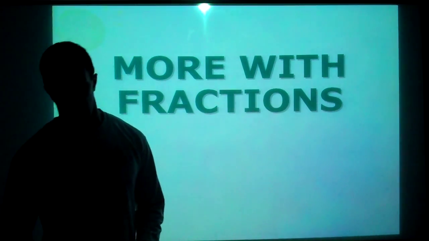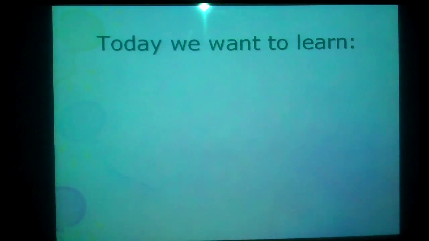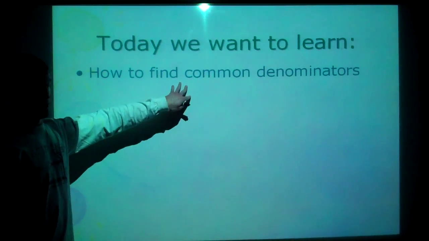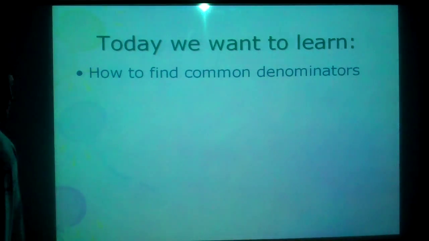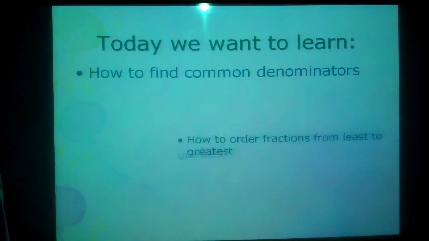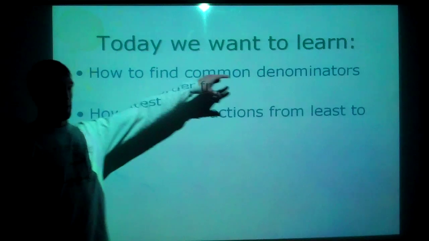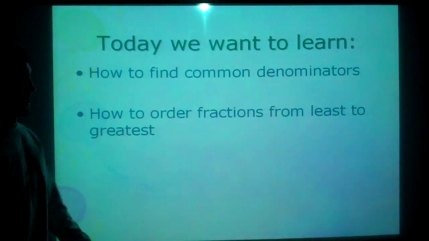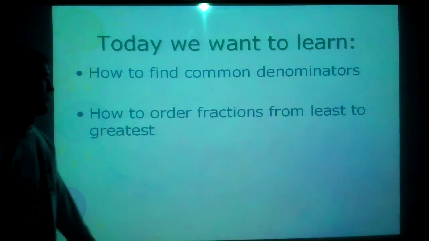So the things that we're going to learn today, first of all, the biggest thing that we're going to learn today is how to find a common denominator between two or more fractions. And then we're going to learn how to order those fractions from least to greatest. We can do that by finding common denominators between whichever fractions we're talking about. So as long as we can get a common denominator, ordering should not be a problem.